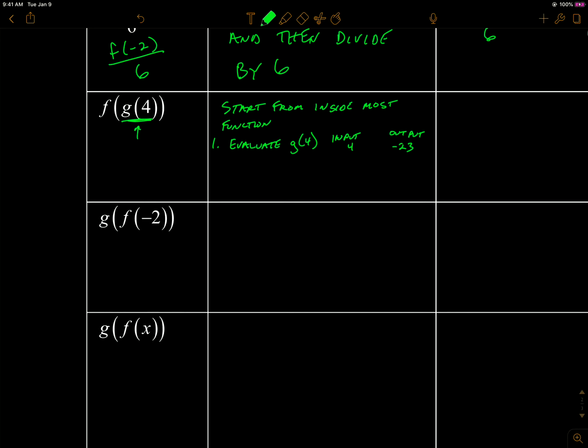So now we could rewrite this as f of negative 23. If we look over here in the notation, I didn't do anything with f. What I did was I found g of 4 equals negative 23. So now I can substitute in negative 23 for g of 4. And now I work with the outermost function. So step 2 is evaluate.